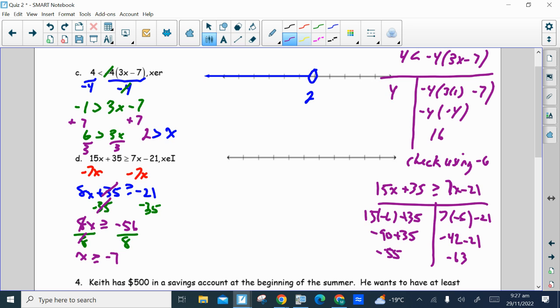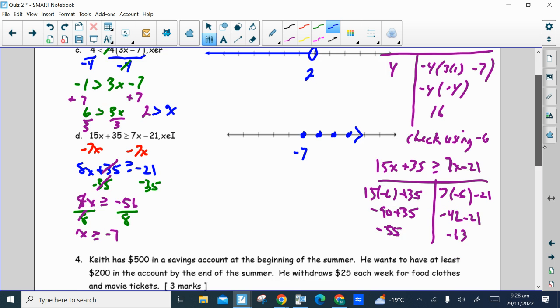So on the number line, we have -7, and because x is an element of integers, I'll use dots. And because x is greater than or equal to -7, our dots go to the right with an arrow on there to show that that pattern continues.